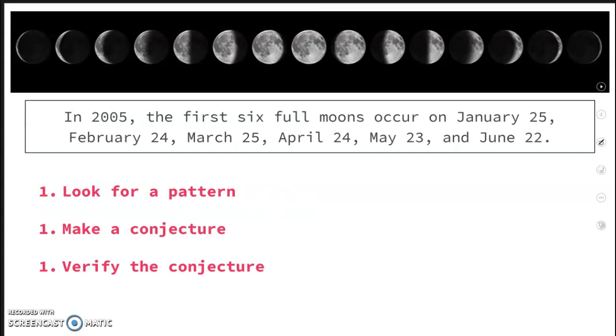Okay, verifying the conjecture. Hopefully you noticed that a full moon was occurring every 29 to 30 days. If you picked up on this pattern and made that conjecture, it is actually true. A simple internet search will show you that the moon revolves around the earth once approximately every 29.5 days, which is why we only see the full moon every 29 to 30 days.